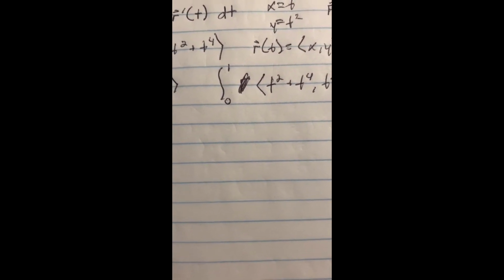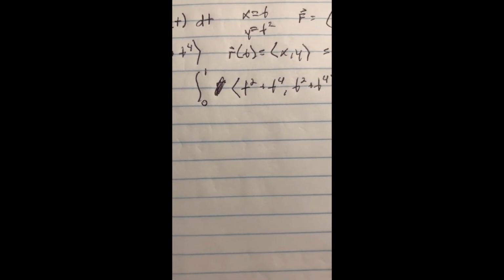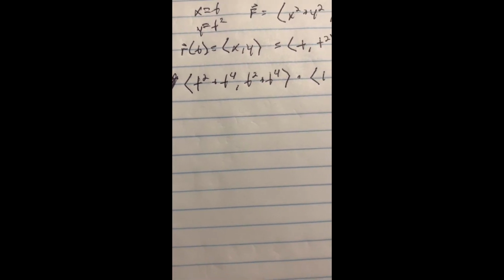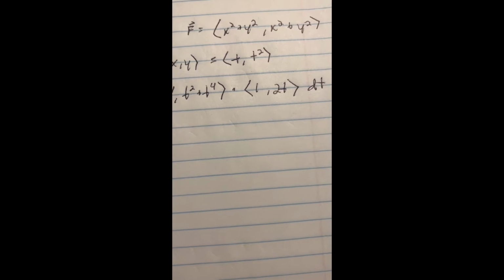So finally, you substitute those in, we get the integral from 0 to 1, and that's the parameters for t we set earlier on. So the dot product of t squared plus t to the 4th, comma t squared plus t to the 4th, and 1 comma 2t with respect to t.